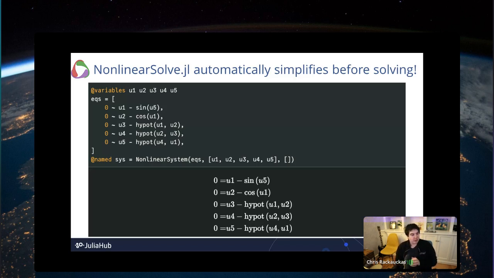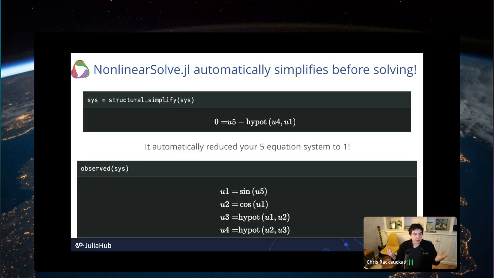But here's the thing, right? Anything that a mathematician can do, a computer can do. And so what we're doing with NonlinearSolve.jl is effectively that. So here's a system of equations, and we say, solving a system of 5 equations is much harder than solving a system of 1 equation. So let's transform it. You can say structurally simplify my set of equations, and you can take 5 equations and it'll spit out and say, okay, this is the only equation that you have, and all of your other variables are defined explicitly by these relationships.